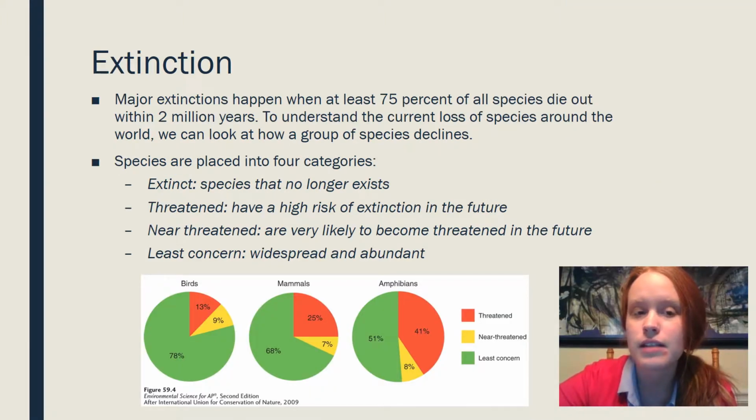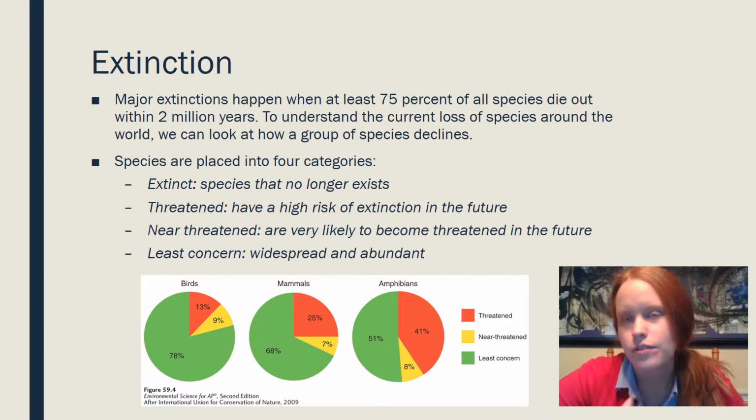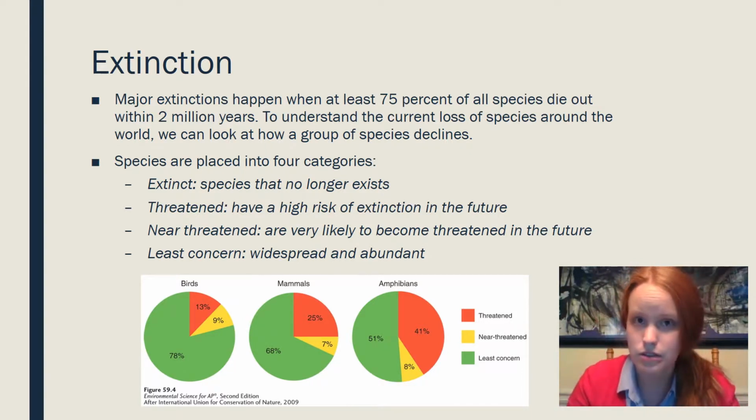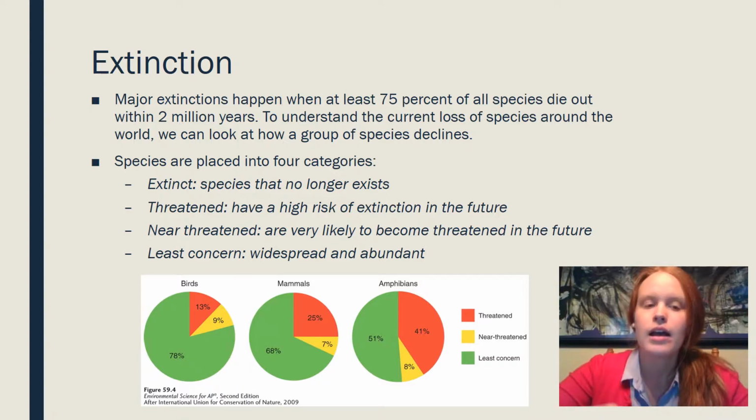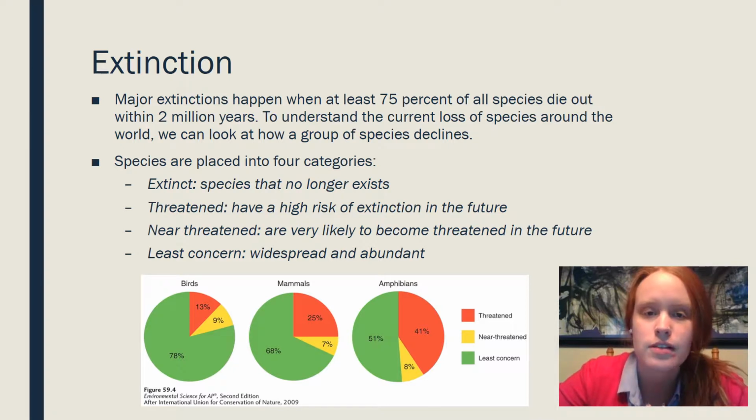Now, extinction doesn't just happen overnight, unless it's like the dinosaurs, right, with the asteroid or comet that hit Earth. What happens with extinctions is that we can categorize a major extinction as one where at least 75% of all of the species die.